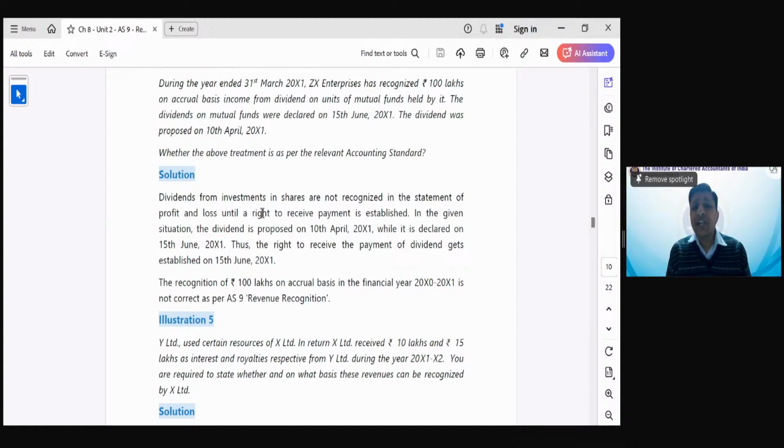You are required to state whether and on what basis these revenues can be recognized. Over to you. Vismita says time basis for interest, accrual basis for royalty. I think the same is the response from Balesh, Larry, Hardik. Very good. So in the given case, what do you think?